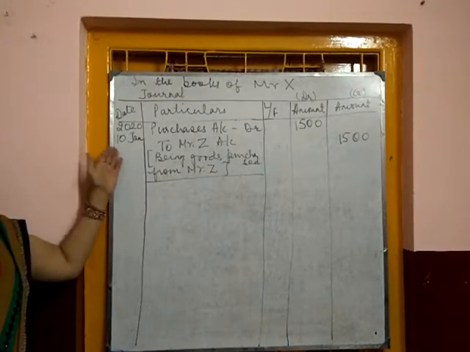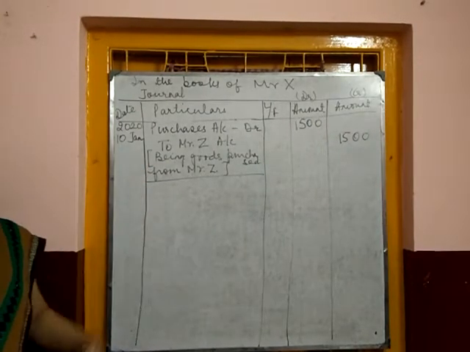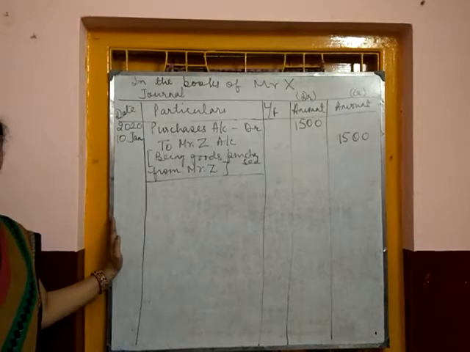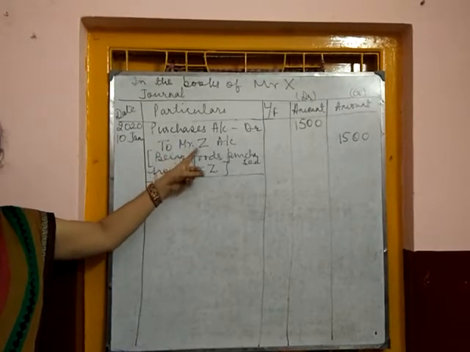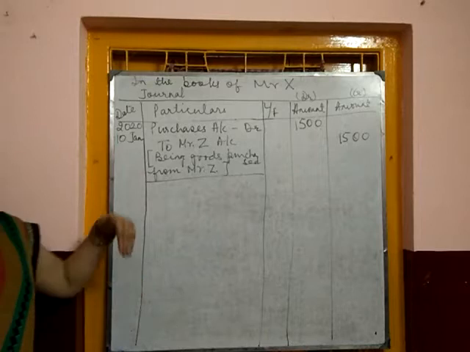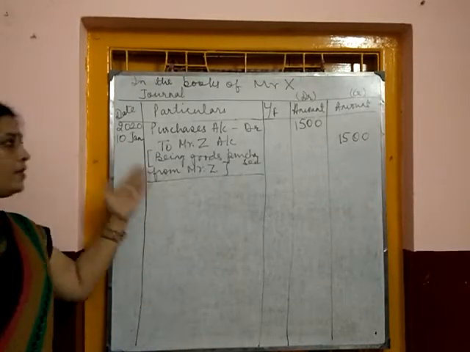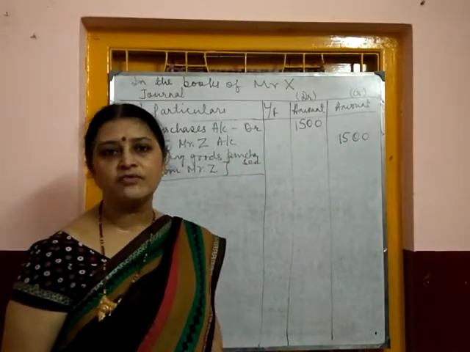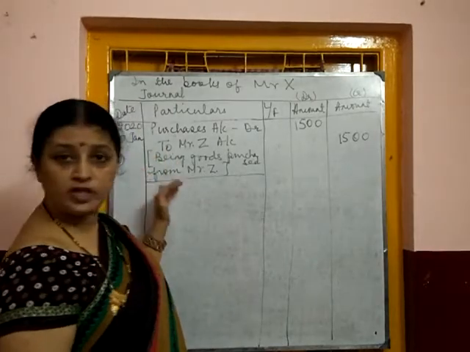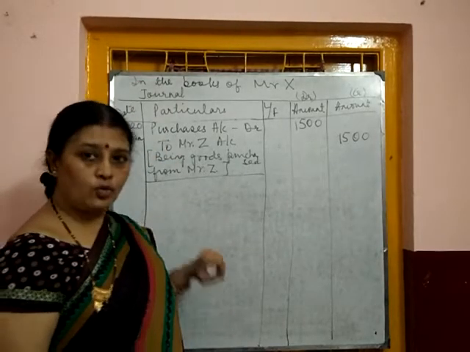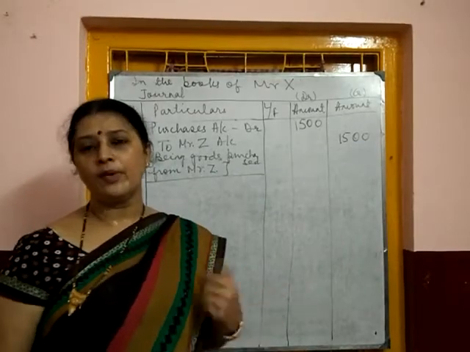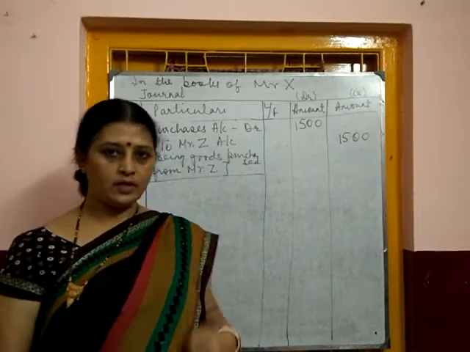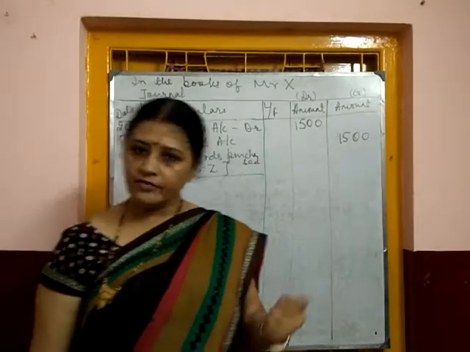Clear? Now till 10th we have purchased goods. Now after 10th, suppose we have purchased goods. Now we have to do the payment to Mr. Z. Suppose we don't have cash of this much, rupees 1,500, so we have purchased on credit from Mr. Z. Now while doing the payment, we have done the payment of only rupees 1,450.